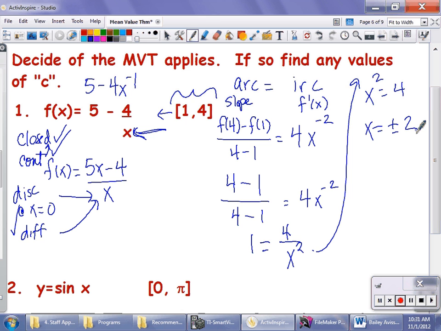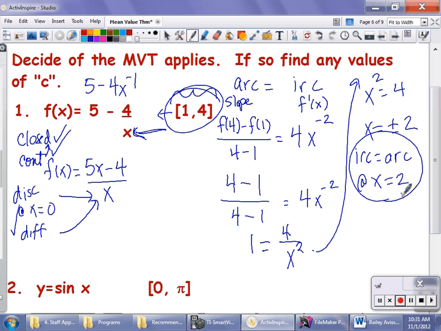Now one might think that there were 2 times that the instant rate was equal to the average rate, but look back at the interval. Negative 2 is not in that interval, so I would say instant rate of change is equal to the average rate of change at x equal to 2. So there was a promise that at least once, it can happen more than once, but the promise is that it will happen at least once.